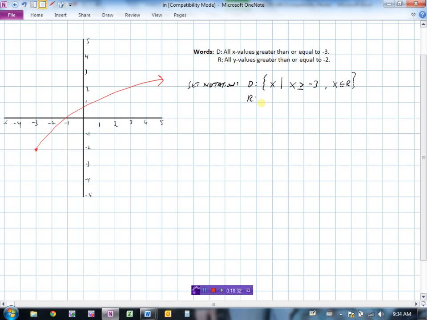And for the range, the set of all y values such that y is greater than or equal to -2. And again, y can be any real number greater than -2. And then we've got our number line. And so that could look like this for our domain.